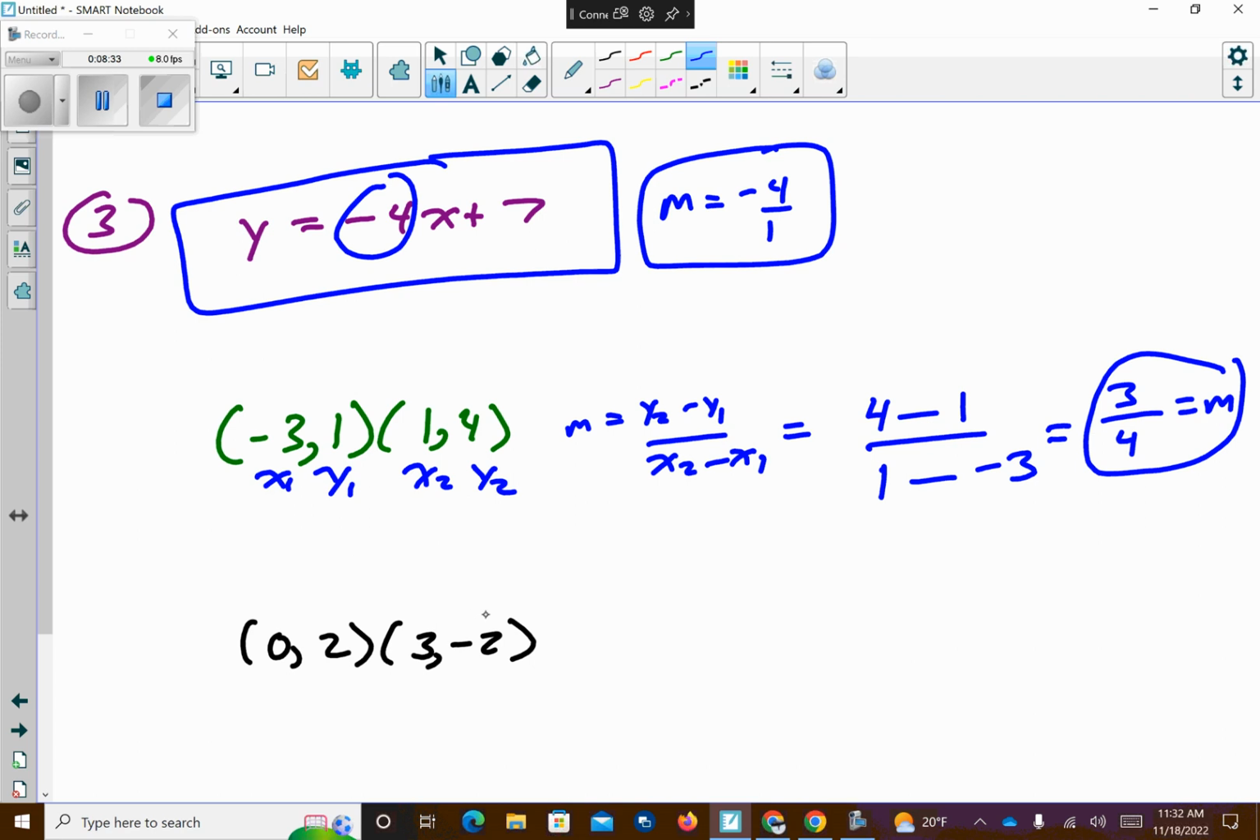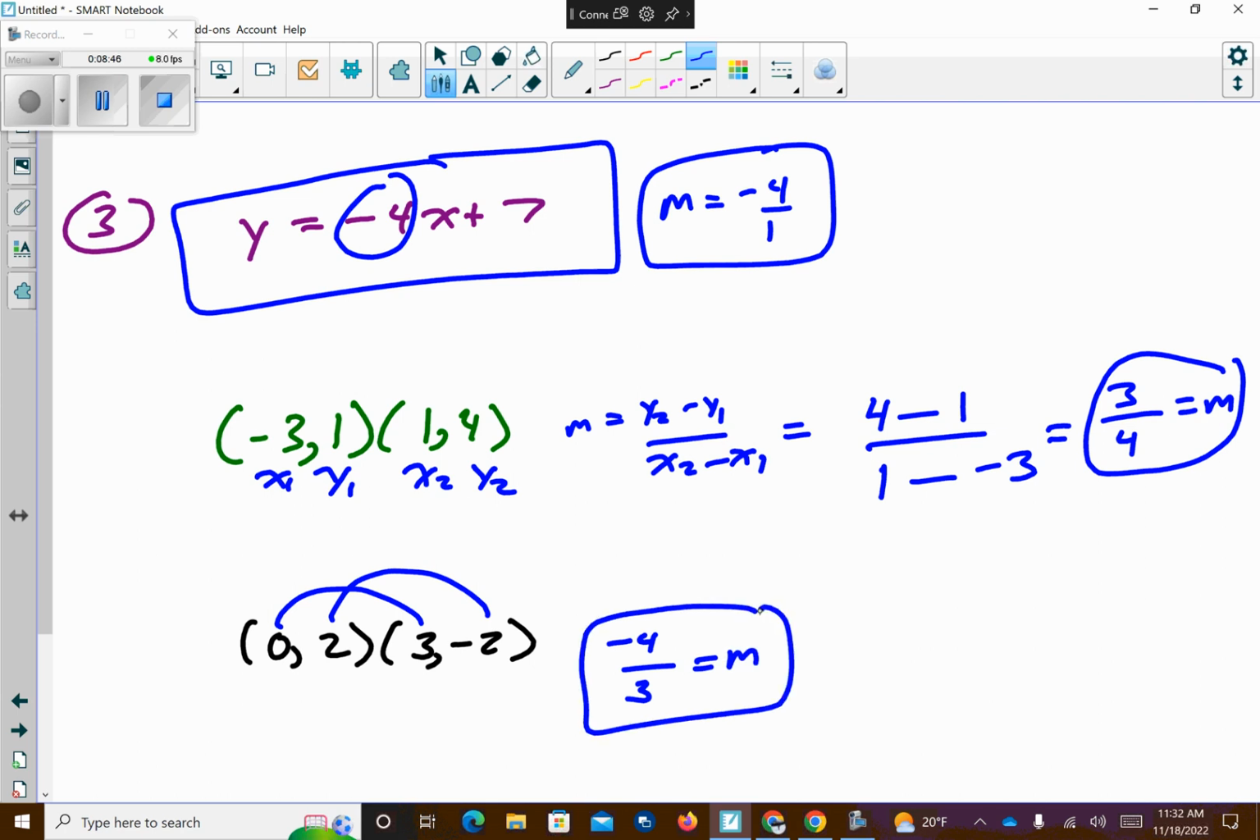All right, let's try this one. 2 minus 2, negative 4. 3 minus 0. Oh, I forgot how to do that. That's what this slope is. Talk to me, friends. There are 2 slopes up here that will make perpendicular lines. Which 2?